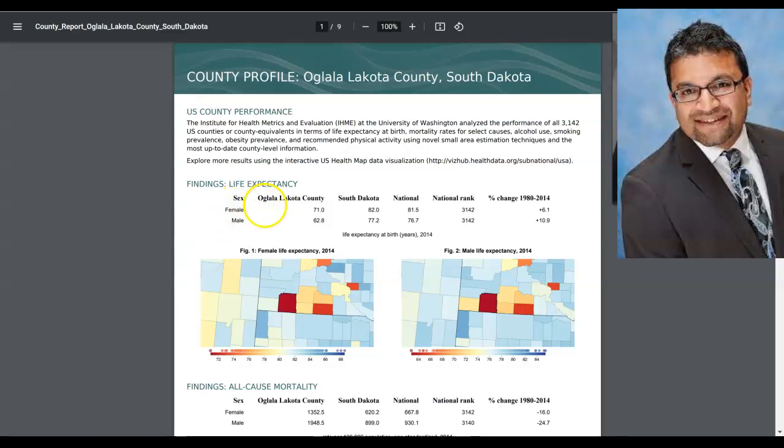So just looking over here, starting with Oglala Lakota County, we can see that the life expectancy, especially for males in 2014, is 62.8. Now, among females, it's a bit higher at 71. However, both of these are well below the state average and also well below the national average. And so, as you can see, even though right here there's a change, this increase is not considerable enough to be considered significant.